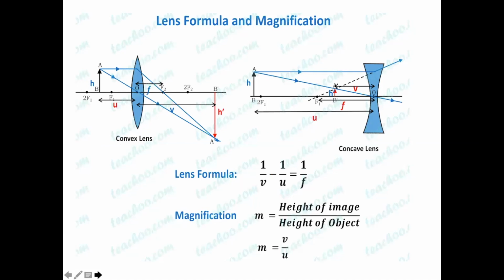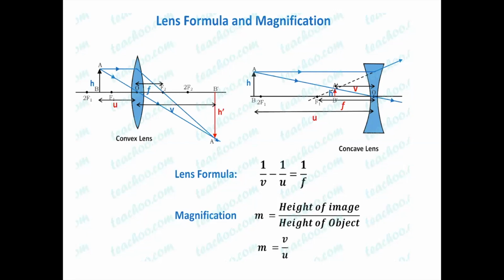The lens formula and the magnification, as I told you. The lens formula is 1 upon V minus 1 upon U is equal to 1 upon F. V means the image distance, U means the object distance. Magnification is the ratio of height of the image upon height of object. If they ask you just the definition of magnification, it is the ratio of image height upon object height.